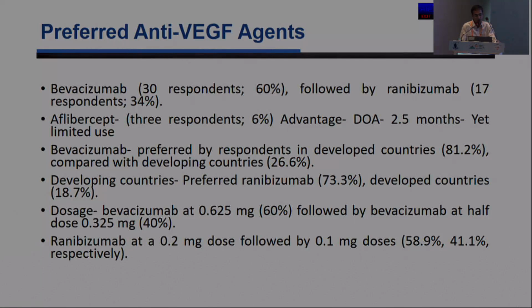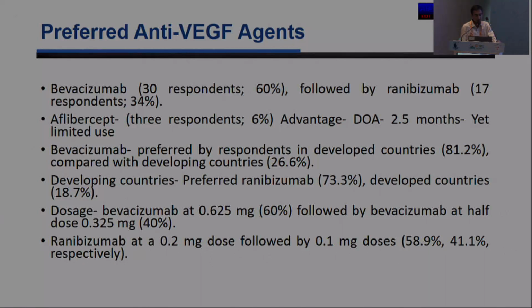As I discussed, most of the respondents were preferring bevacizumab, and aflibercept was preferred by only 3 of the respondents out of 54. It has the advantage of a long duration of action, yet there are limited studies for its use. So aflibercept is not a routinely recommended anti-VEGF. Bevacizumab is preferred in developing countries, as I mentioned, because of the cost, the recurrence, and the ease of administration, with a one-dose vial available which can be divided between both the eyes.